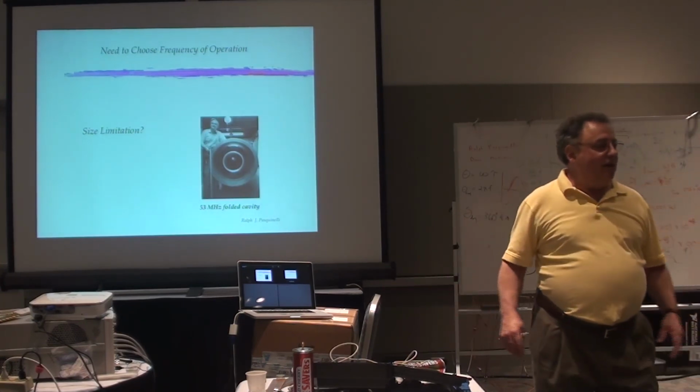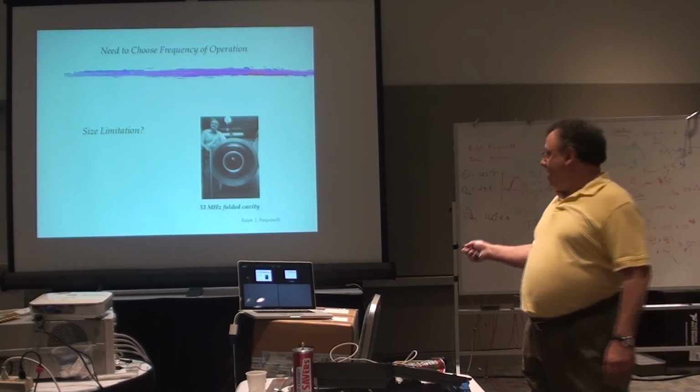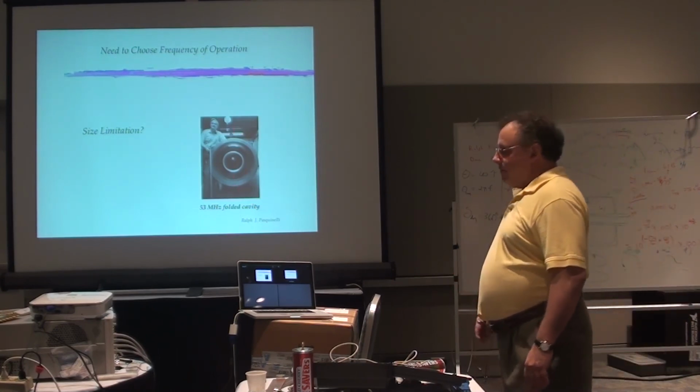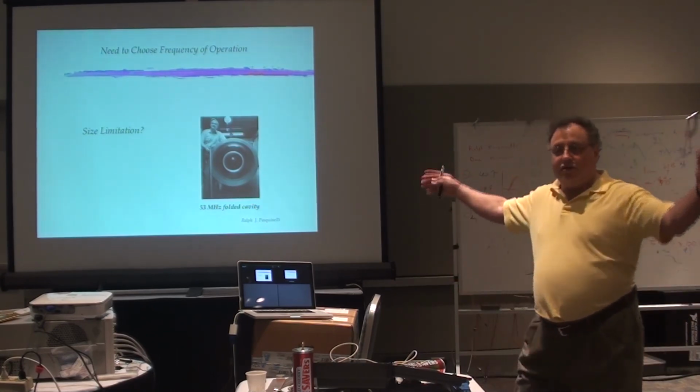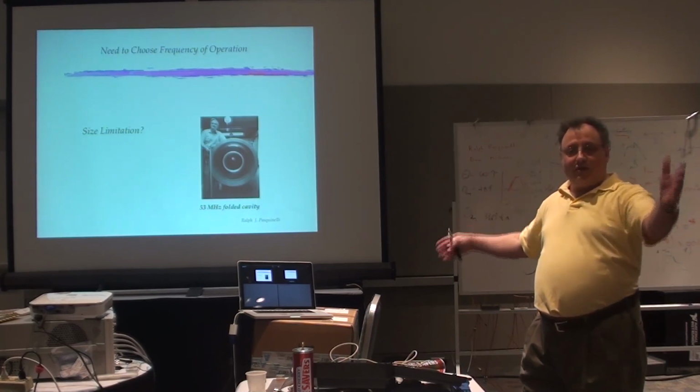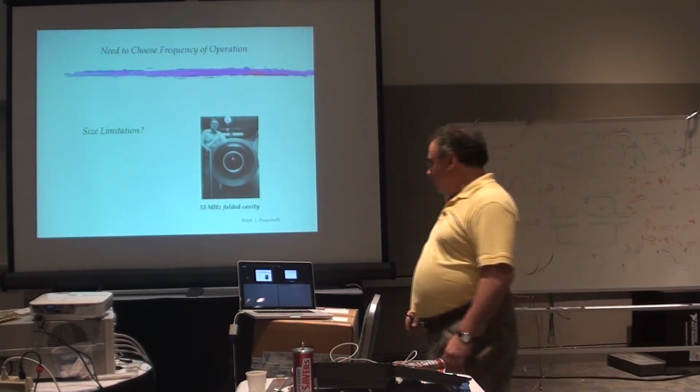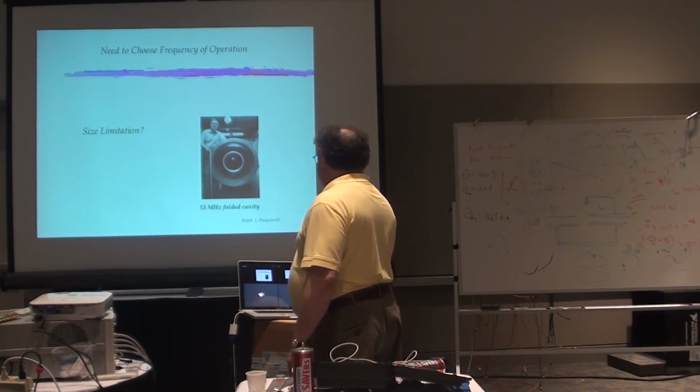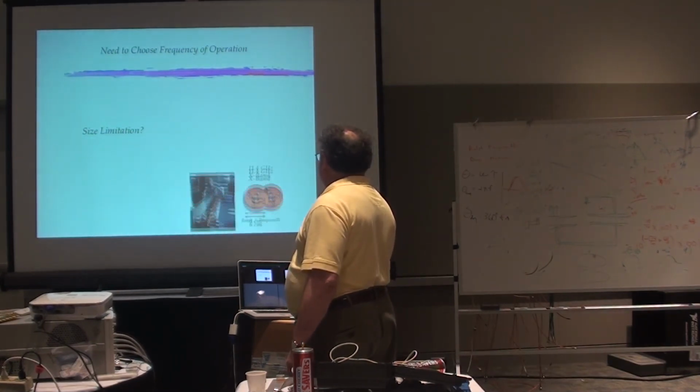So, you do a little trade-off there, but the cavity is like a meter in diameter and like 2 meters long. This is a folded transmission line cavity, just like the one Dave was showing you in the cavity lecture. So, I don't know, is that acceptable? Depends.